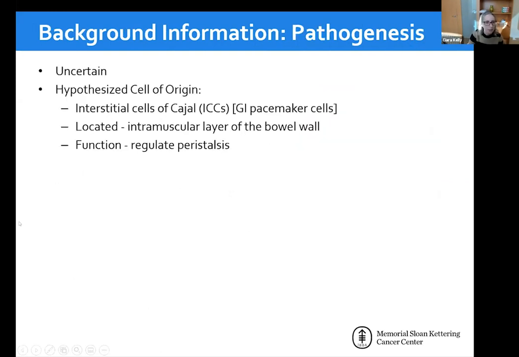Sorry. So in terms of the pathogenesis, or what causes GIST, or where does it arise from, it's truly uncertain, but it's hypothesized that GIST arise from what's called the pacemaker cells of the GI tract, the interstitial cells of Cajal, and these lie within the intramuscular layer of the bowel wall, and their function is to regulate peristalsis, which is essentially the movement of food through the GI tract.